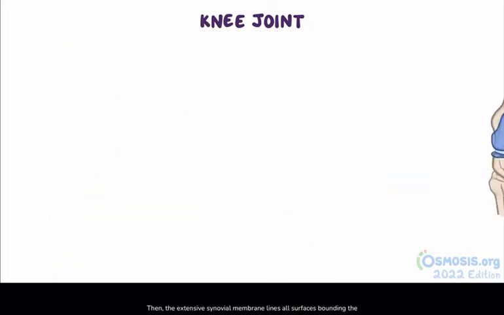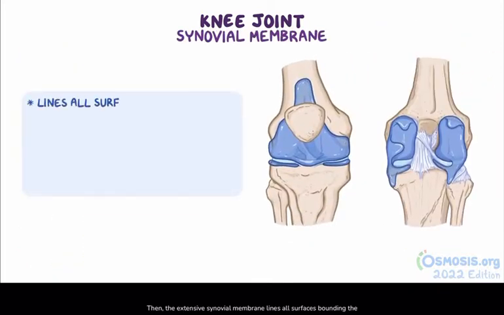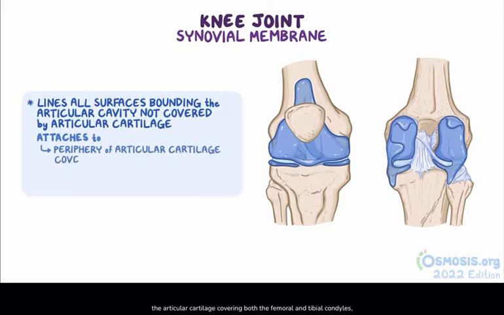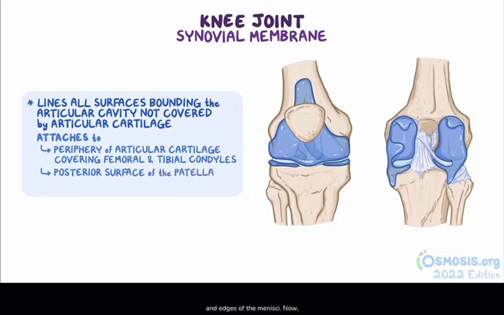Then, the extensive synovial membrane lines all surfaces bounding the articular cavity not covered by articular cartilage, so it can be found attaching to the periphery of the articular cartilage covering both the femoral and tibial condyles, the posterior surface of the patella, and edges of the menisci. Now, the synovial membrane lines the internal surface of the fibrous joint capsule of the knee, both medially and laterally. However, it does not line the fibrous joint capsule centrally in the posterior knee.